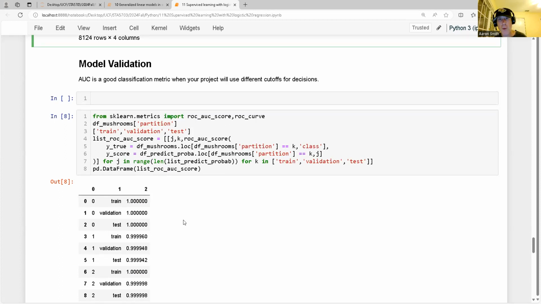There's a couple of ways to go about this. It depends on your project. Most of the time, we're not going to just accept default cutoffs for classification. Most of the time, we're going to consider the penalty of making a mistake. AUC does a good job of evaluating as a whole. When I start changing the levers, changing the values of the cutoffs, how good is my model?